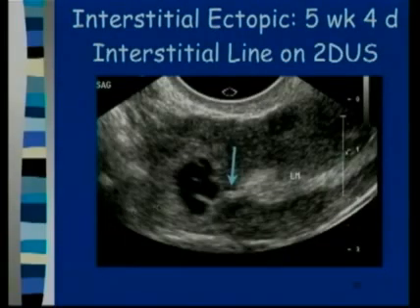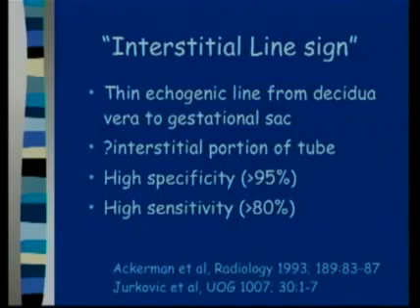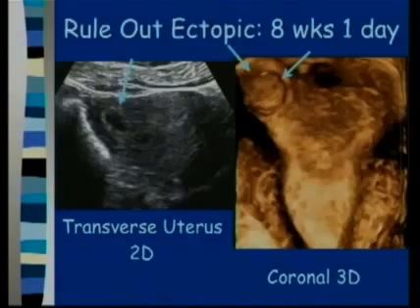The interstitial line is helpful from the endometrium over to the ectopic, and here you can see this line in this patient that was 5 weeks, 4 days. Now, the interstitial line has been written about by a couple different authors, and it appears to be highly specific and highly sensitive. And we're hopefully looking at that little interstitial portion of the tube.